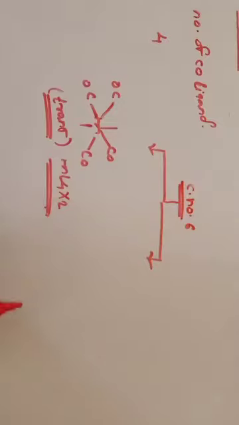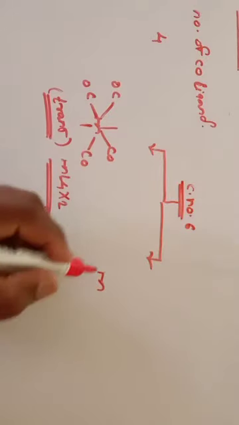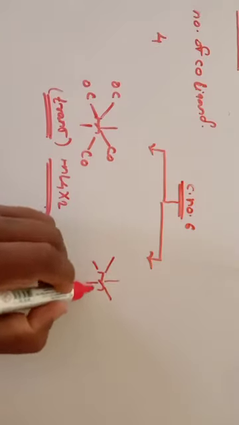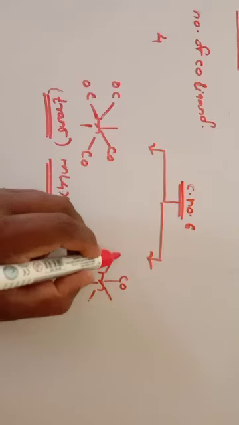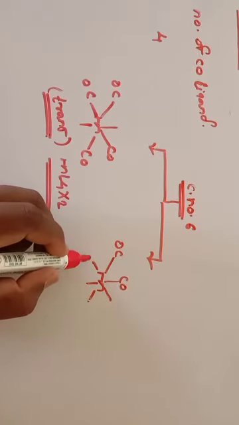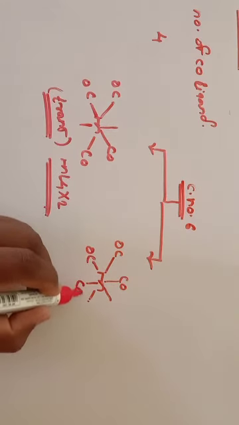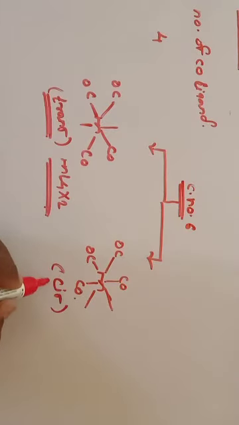Another ligand is there. So this is your trans complex, and the one more possibility is the cis complex, means like this. If you consider, this is your carbonyl, and this is also your carbonyl, like this. So this is your cis isomer. So this is your trans isomer and this is your cis isomer.